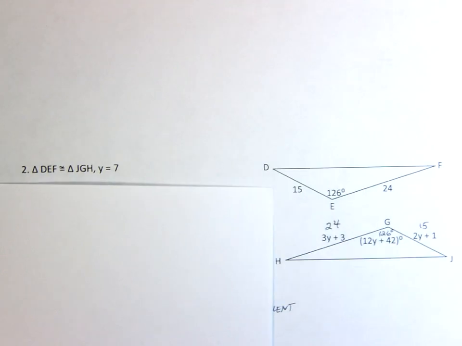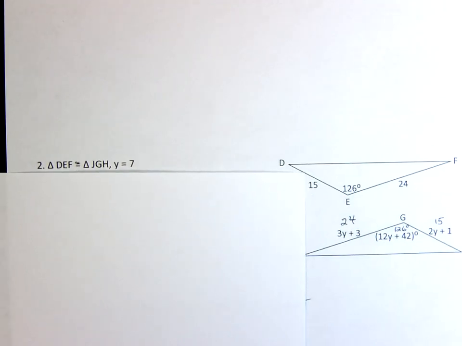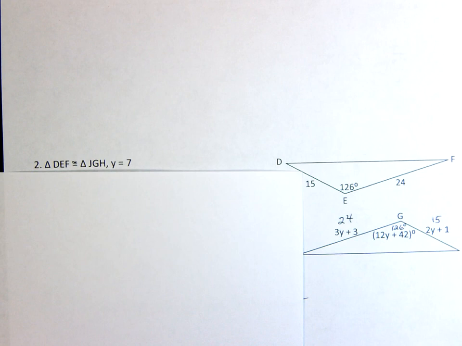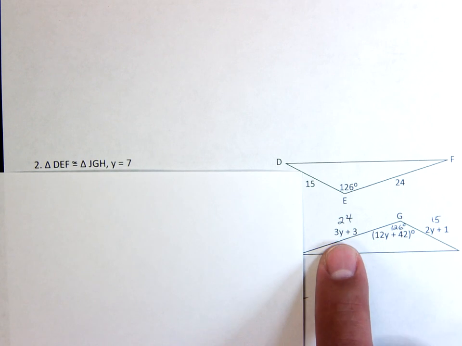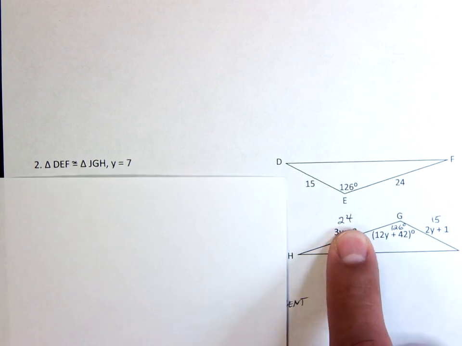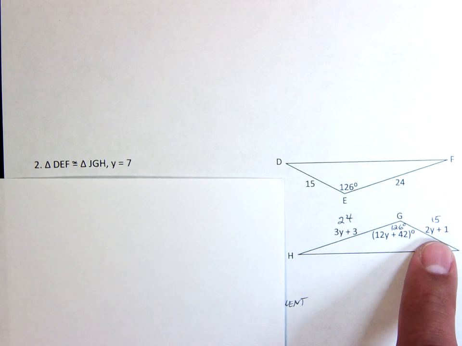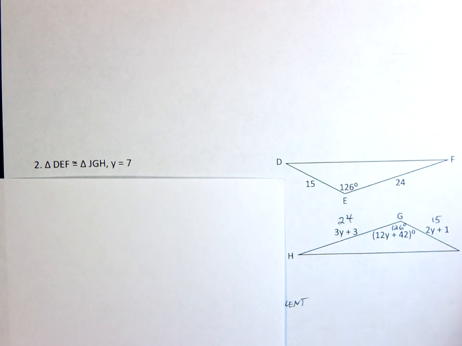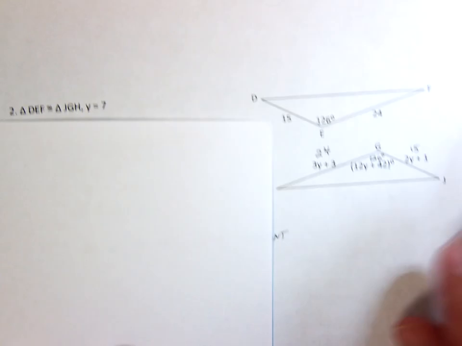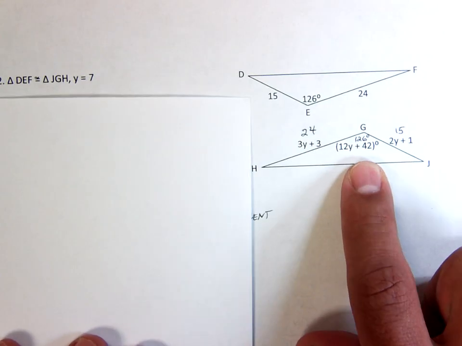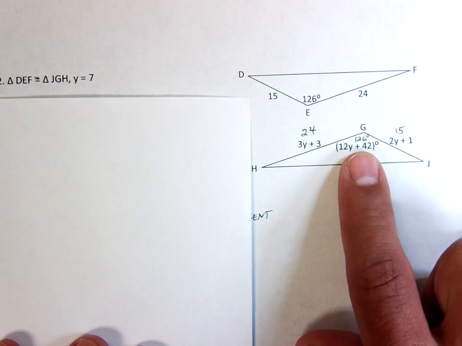We'll do the same thing down here. It gives me this statement. It tells me y is equal to 7, so I plugged in. 3 times 7 is 21. 21 plus 3 is 24. So I know that HG is 24. 2 times 7 is 14. 14 plus 1 is 15. So I know GJ is 15. And this angle G is 12 times 7 plus 42, which is 126 degrees.